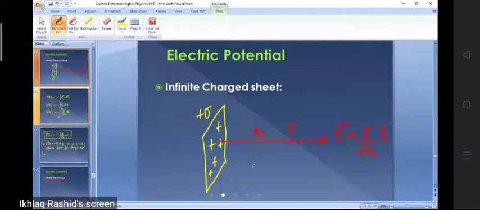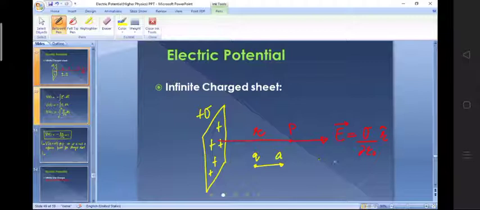For example, suppose I place a charged particle somewhere here. This is a positively charged particle, initially at rest. It will experience an electrostatic force of repulsion because of the sheet. Because of the force of repulsion, it will accelerate in this direction.